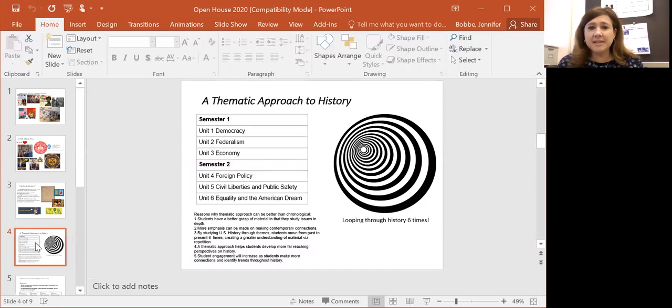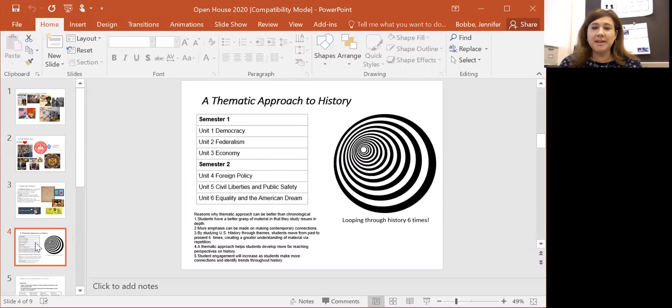Our curriculum takes the thematic approach, and as you can see, we have three themes that we tackle per semester, starting with a unit on democracy, and then moving into a unit on federalism, where we look at federal power versus state power. And then we finish the semester looking at a unit focusing on the theme of the economy. So of course, that's where we will get into the boom to bust cycle, looking at the Great Depression.